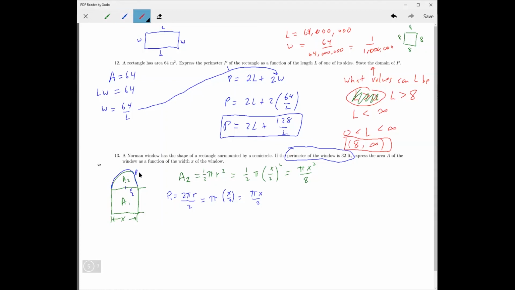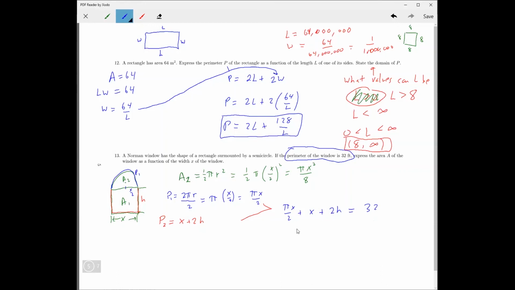Okay, and then we'll call this the height right here. Then perimeter 2 is x plus 2h. There's an h here, another h, and an x. So that's that. Now both of these added together is going to be 32.